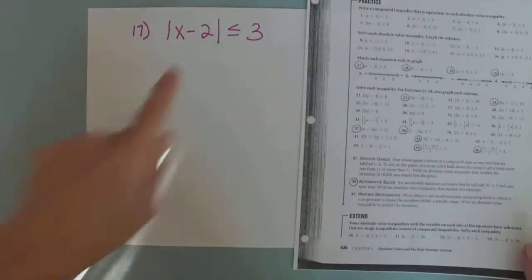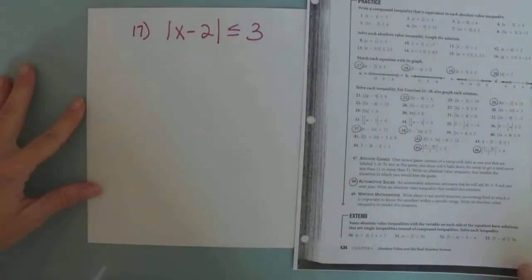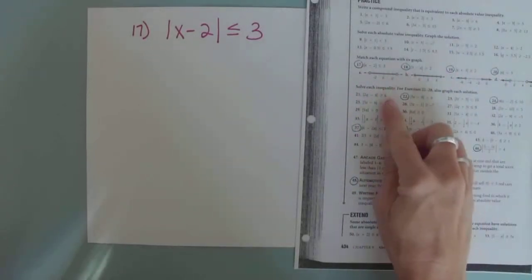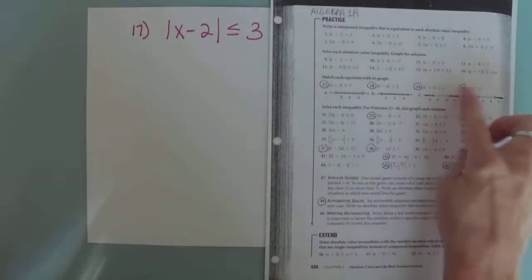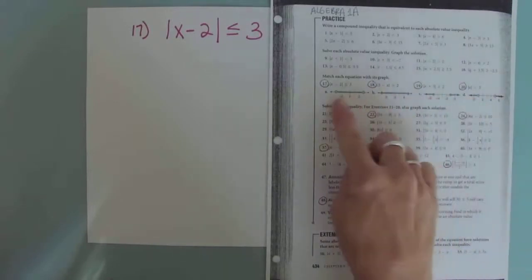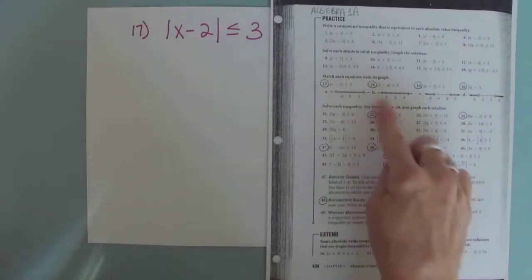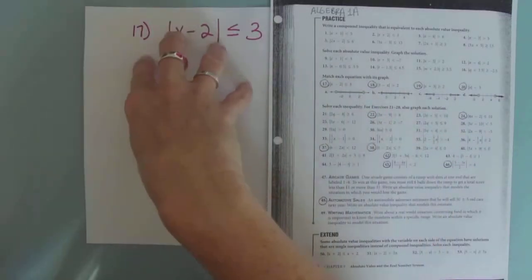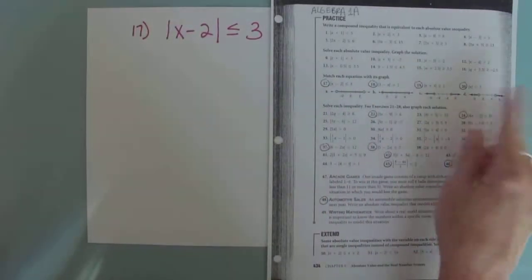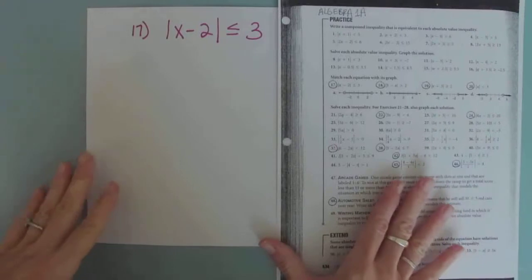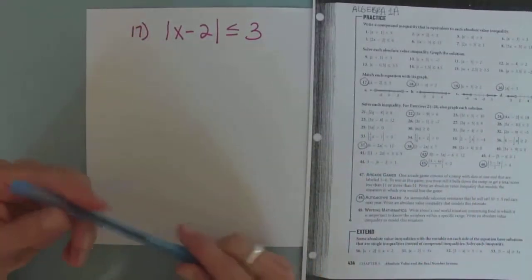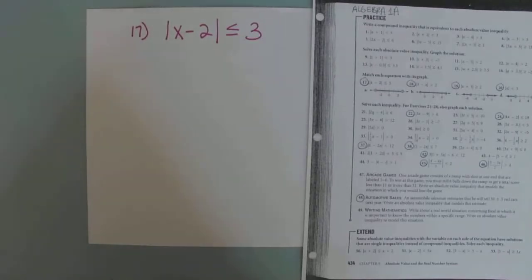Okay, so if you paused the video, you're now back, and we're going to take a look here at number 17. So in this section, well, actually 17 through 20 is matching. They're giving you different inequalities, and these choices, A, B, C, D, are going to match with these different absolute value inequalities. So we're going to do number 17, and then we're going to find the graph that matches it. Okay, so number 17 says the absolute value of x minus 2 is less than or equal to 3.